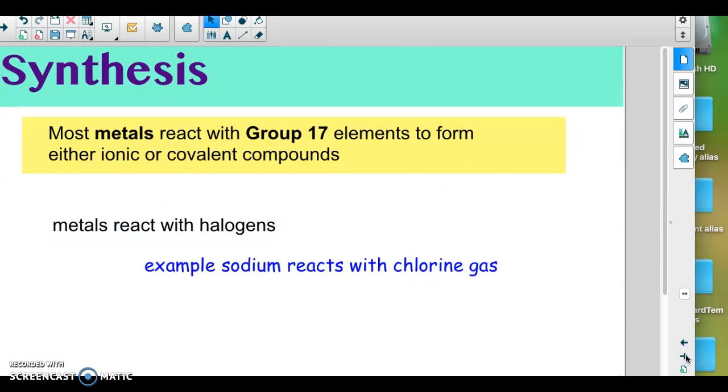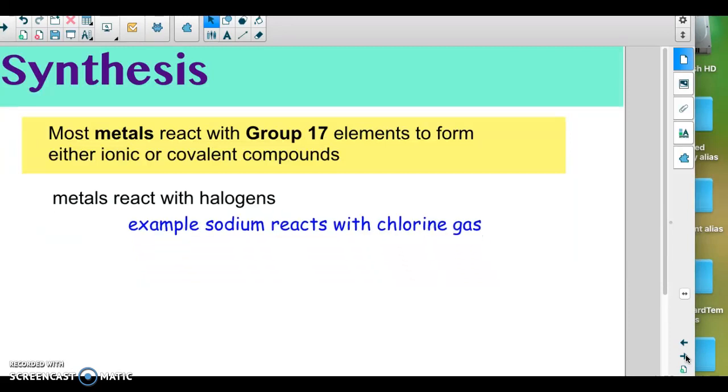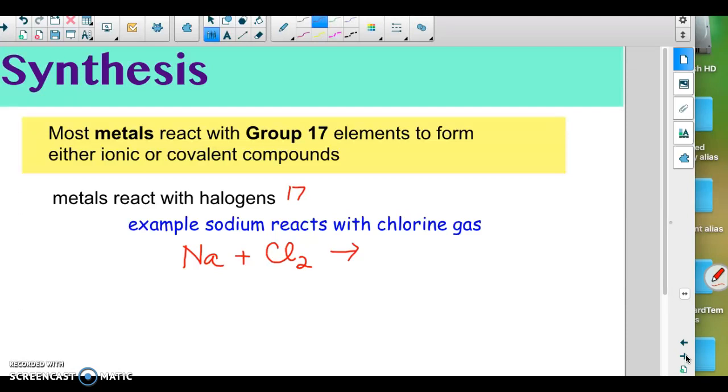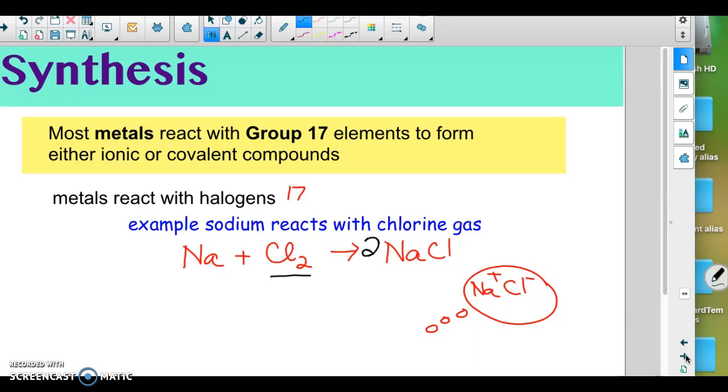Metals can also undergo synthesis reactions with the halogens. If you remember, halogens are group 17. For example, sodium can react with chlorine gas, and chlorine is another one of the diatomics. And then they're going to form just one compound because it's a synthesis reaction, and that would be sodium chloride. My thinking is sodium is plus, chloride's minus, so that's how I know the formula. Balancing, I have 2 chlorines, so I would need to put a 2. Now I have 2 sodiums, so I would need to put a 2.